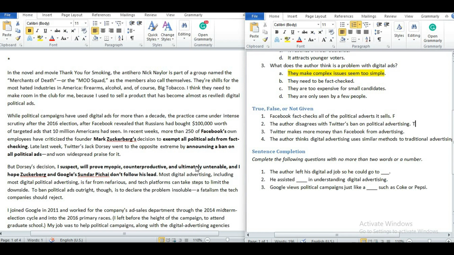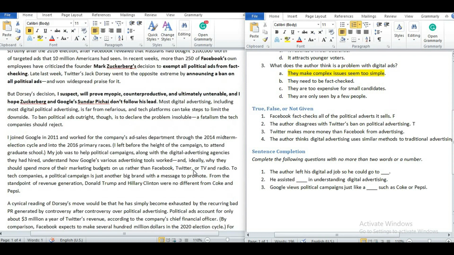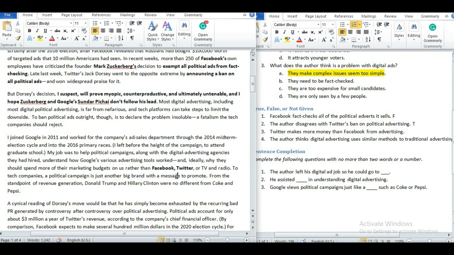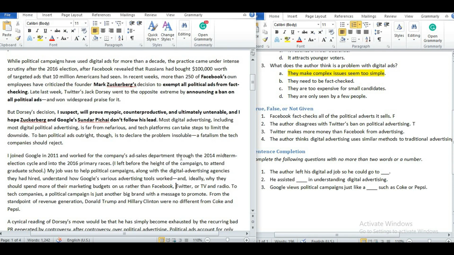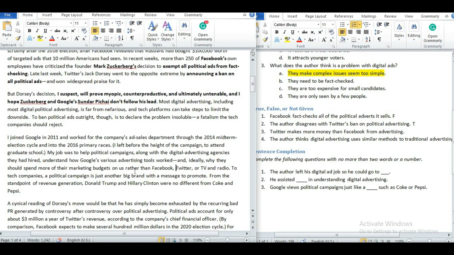So we've got to try and find the next section that talks about money. Well, we can see here we've got marketing budget. This will be the place that we start to look. We can also try to find Twitter and Facebook in the same section, and we can see them here, so that's useful. Right, so we're next going to find this question here. Twitter makes more money than Facebook from advertising. So we need to find somewhere in the text that talks about money and talks about Facebook and Twitter.